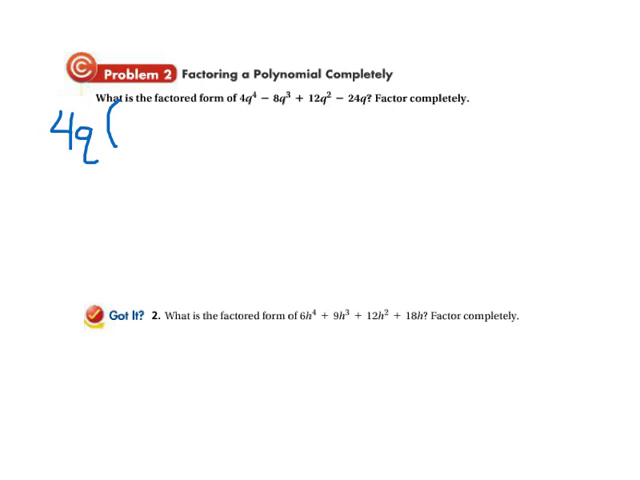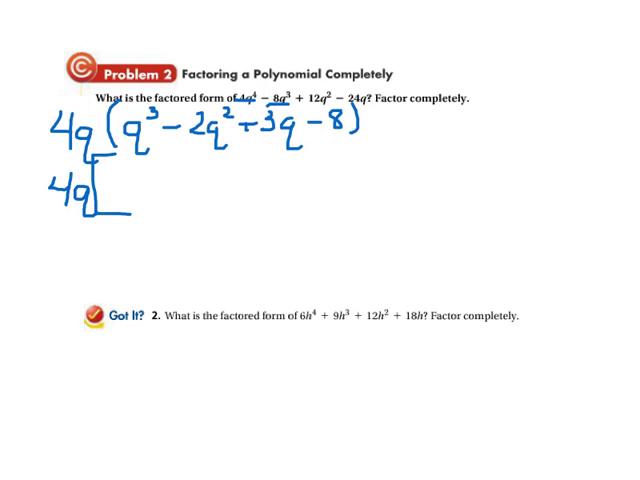If we divide the first term by 4q, we get q to the third. If we divide the second term by 4q, we get negative 2q squared. Then the next one we get 3q. And lastly we get minus 8. Now don't stop here, because we can now use grouping on that next part. So I'm going to write 4q, and then use the grouping method on the rest of this.